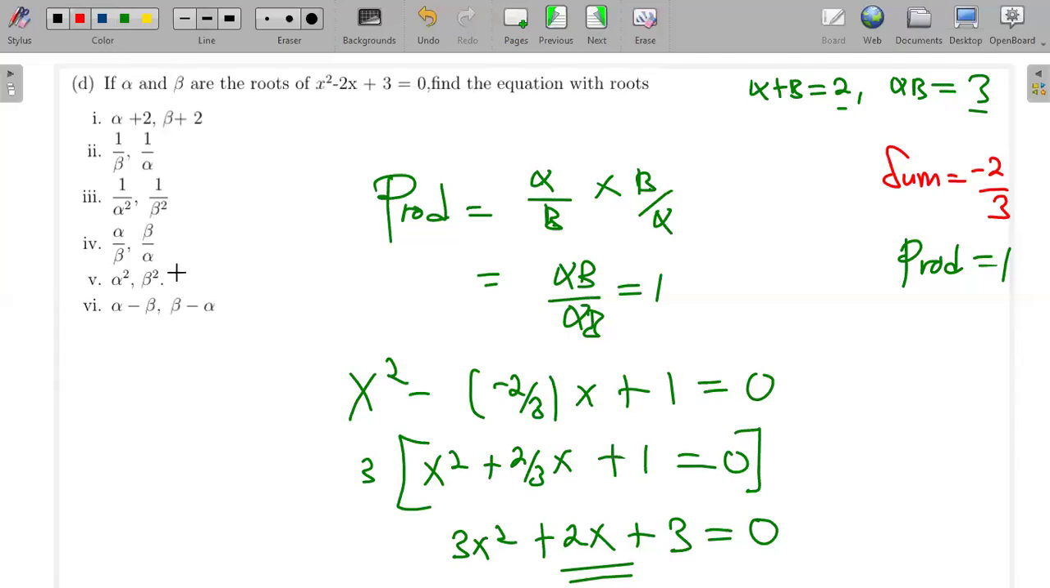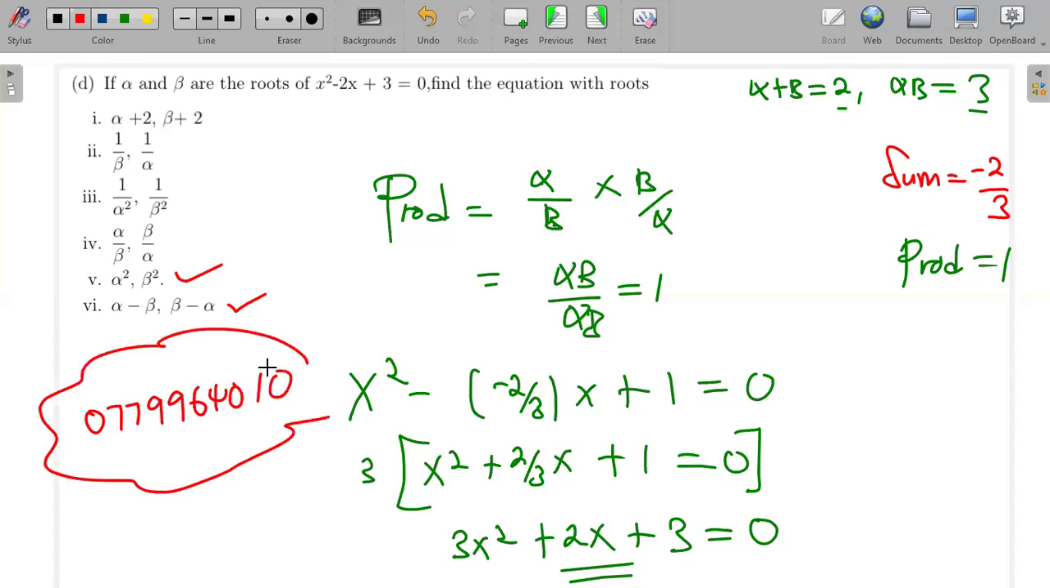Okay, so for the other ones, this one and this one, you can try them out. Then you send your solutions to this number, and then I'll be able to help you if you're doing the correct thing or the wrong thing.